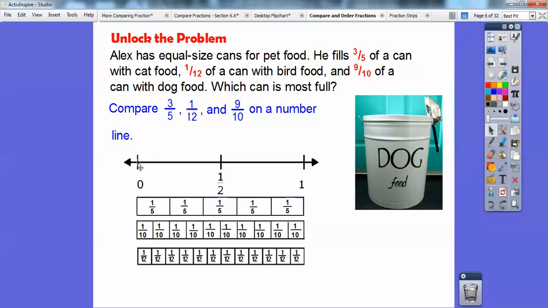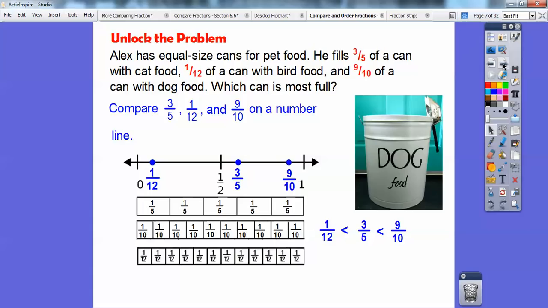So I've listed the number line from 0 to 1 right here. Since I'm talking about 3/5, I cut it up into fifth size pieces. So here's 1/5, 2/5, 3/5. So 3/5 would be right about here. I'll put a dot there in just a second. 1/12, you guys, if I cut it up into 12, 1/12 is way over here, right about there. And then 9/10: here's 1/10, 2/10, 3/10, all the way up to 9/10. So 9/10 would be right about there.